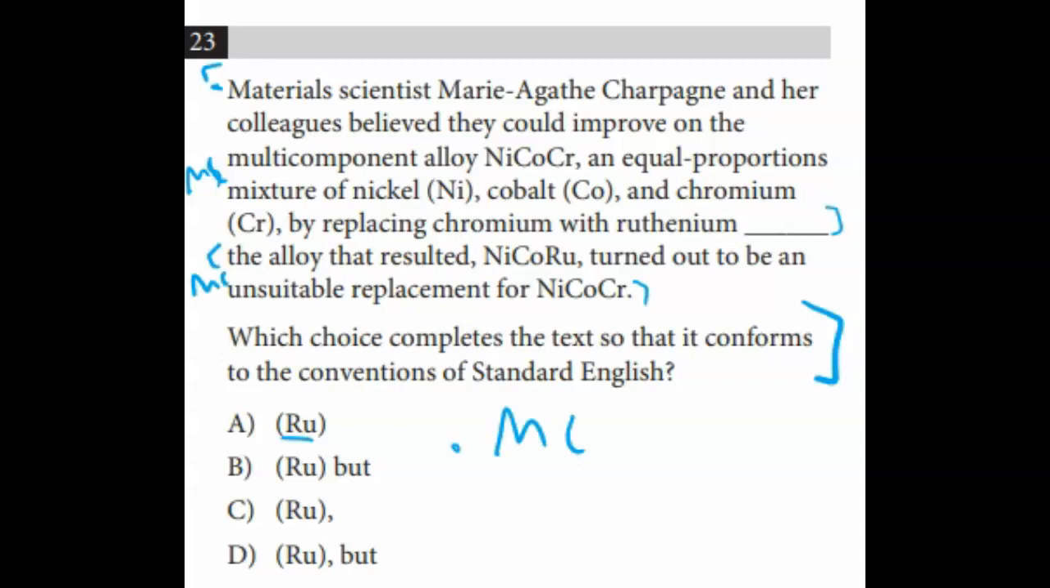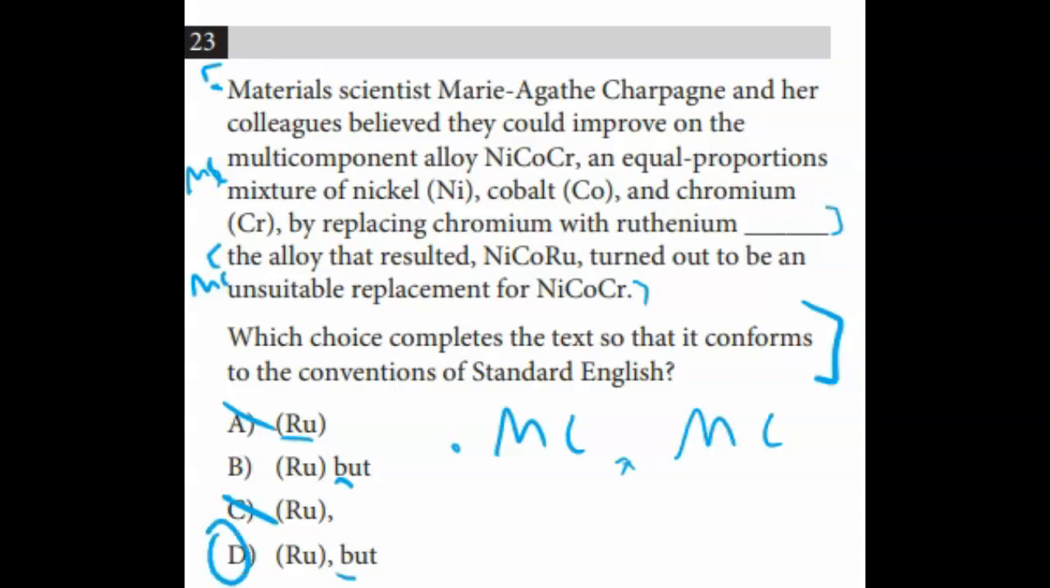So we have a main clause and a main clause. And what do you do to separate them? Well, you need punctuation. So immediately I'm going to say A is out. To separate main clauses, you can't use a comma. That's for subordinate clauses in a main clause, you can use a comma, but not main clause to main clause. So you need B or D.